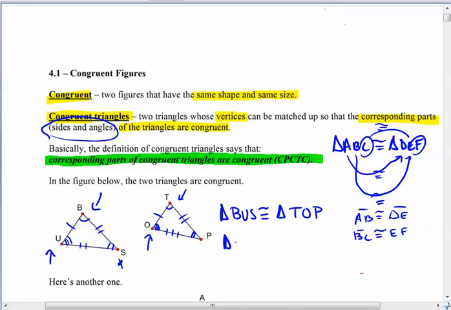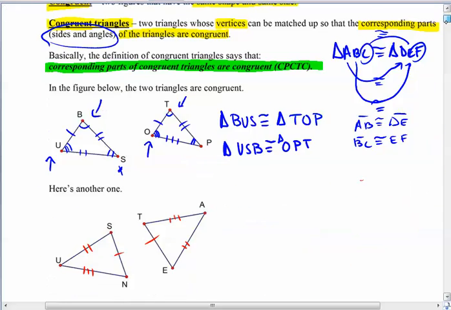Now, it certainly doesn't need to be in that order, BUS. It could have been USB. But if you change it to USB, then you'd need to change TOP to OPT. Okay, so that's triangle OPT, so that corresponding parts of the triangles are matched up.